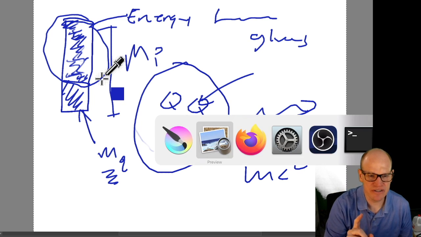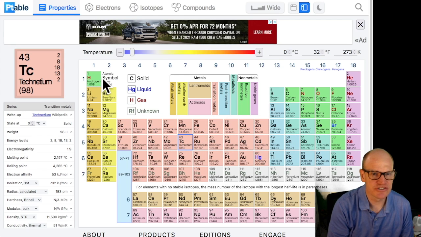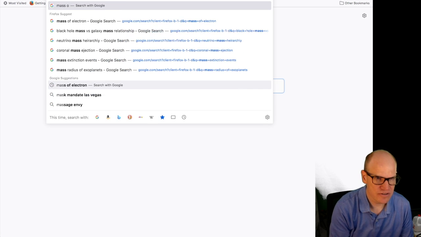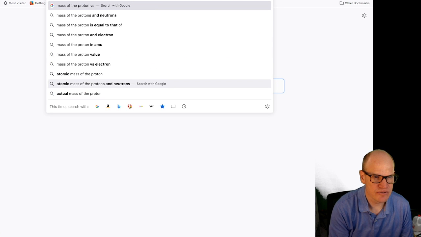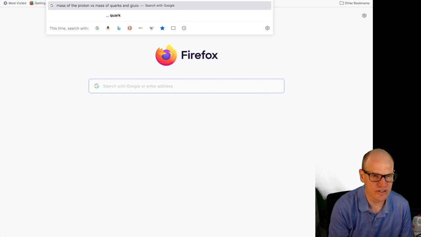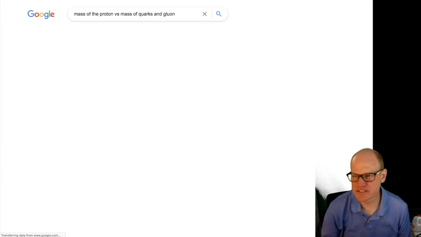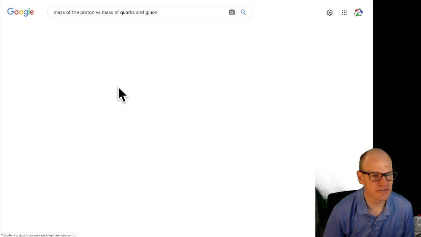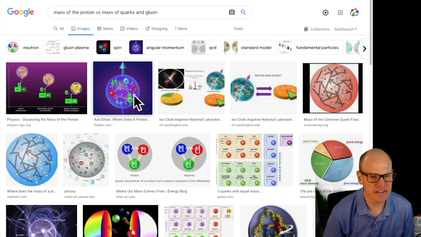So let me see if I can find a figure that shows the mass of the proton versus mass of quarks and gluons. I know I've seen a picture that shows this. I just don't know if I can find it again.